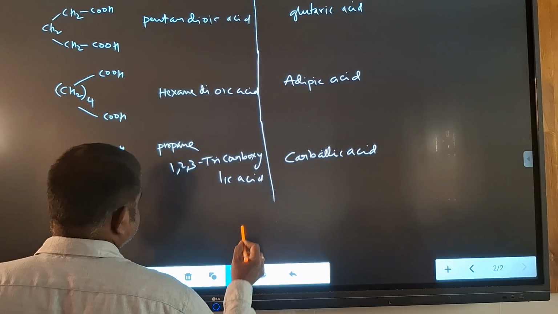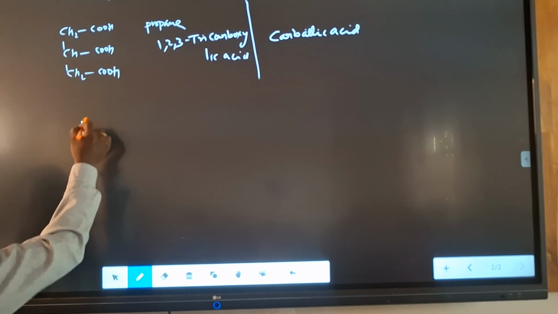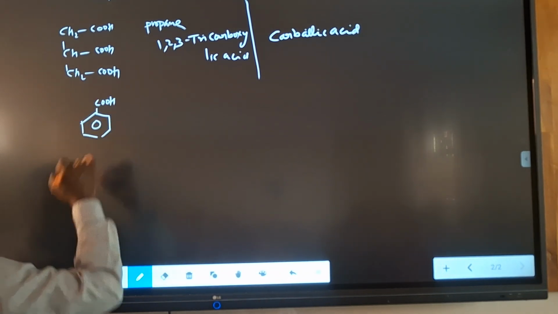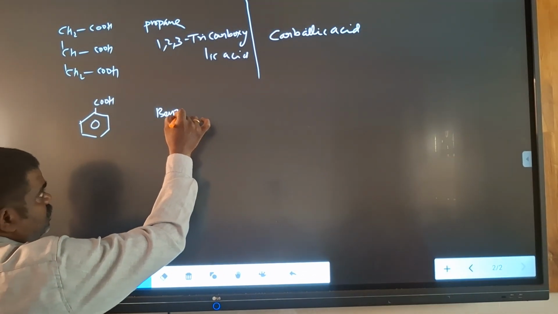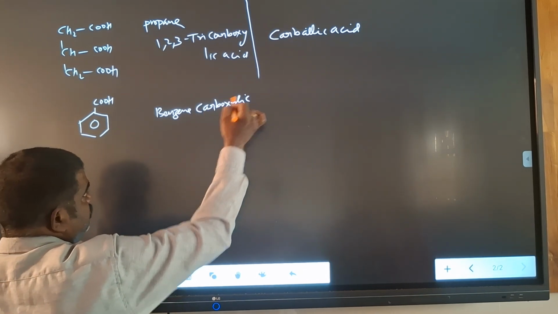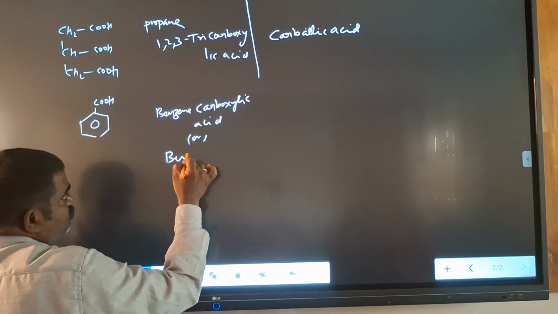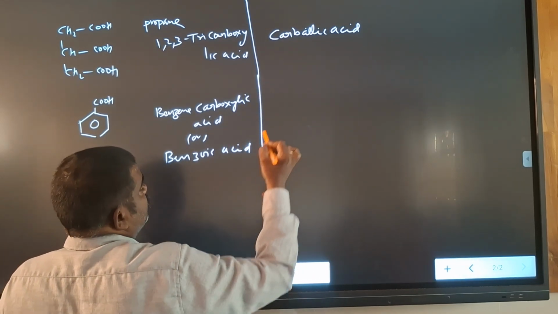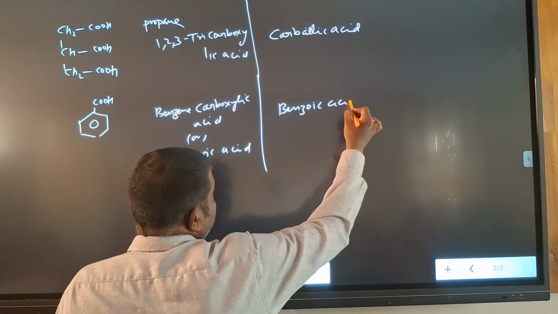Now, among aromatic compounds, benzene with COOH. The IUPAC name is benzene carboxylic acid, or it is also known as benzoic acid. What is the common name? The common name is also benzoic acid.